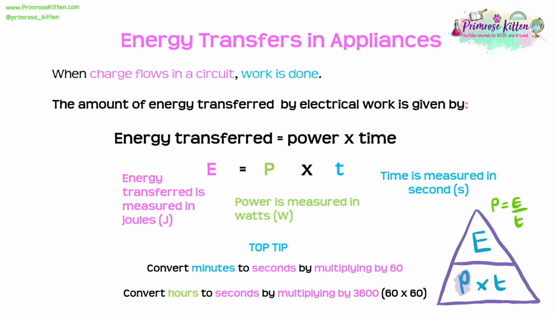Alternatively, they might give you the time in hours instead. And again, in all likelihood, we're going to need to convert this into seconds. We do this by multiplying by 60 to get it into minutes, and then by 60 again. So multiplying by 3,600 converts hours to seconds so that we can use it in this equation.